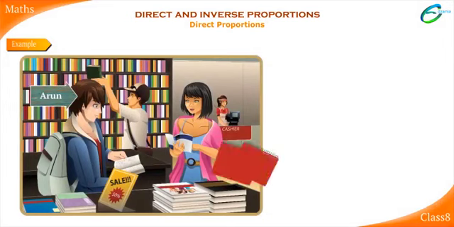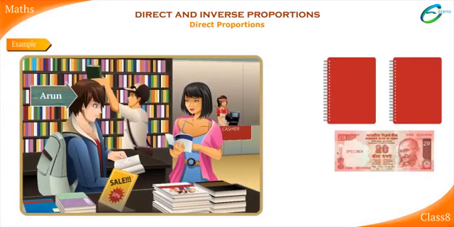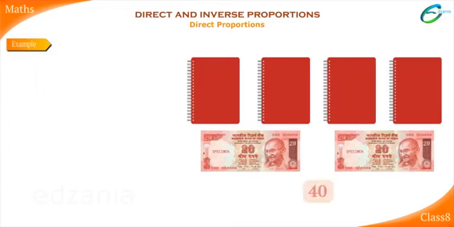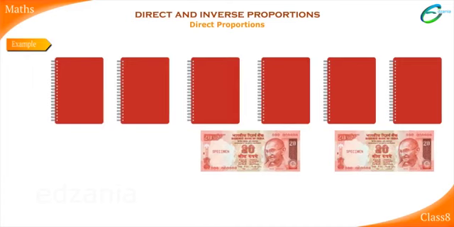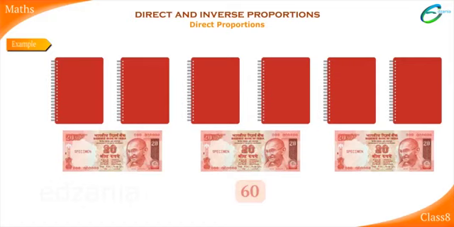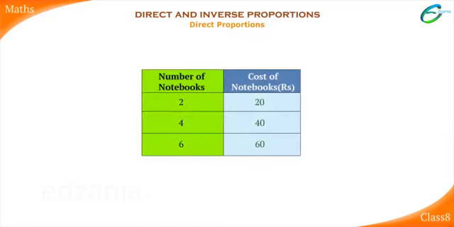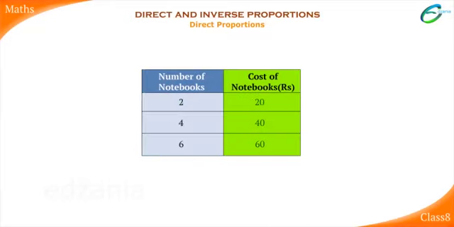Arun wants to purchase 2 notebooks costing rupees 20. If he wants to purchase 4 notebooks, what will be the total cost of it? It is 40 rupees. Similarly, we can say that for 6 notebooks, the cost will be 60 rupees. Observe that as the number of notebooks purchased is increasing, the cost is also increasing.